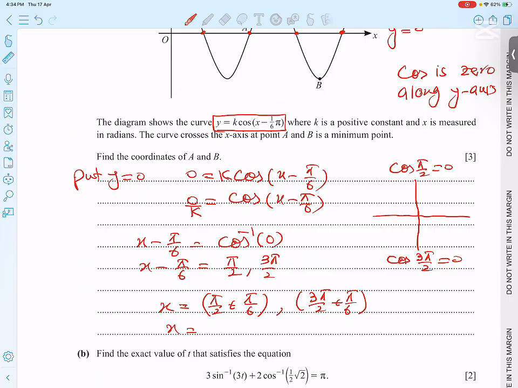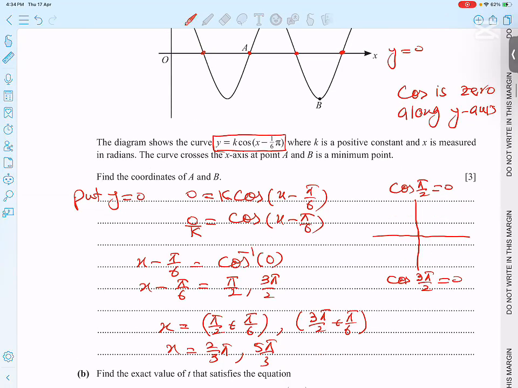So if I check it, first, 1 over 2 plus 1 over 6, this is giving us 2 pi by 3. Second answer, if I check it, it is giving me 5 pi by 3.